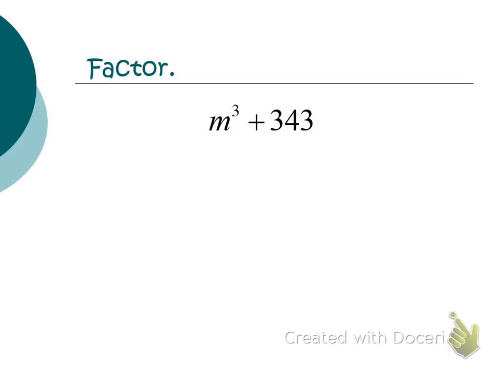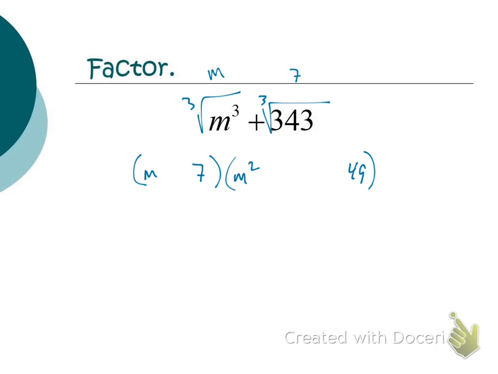It's two terms in a sum, so I know it's not going to be the difference of two squares. If I look, I can cube root this term, and I can cube root this term. The cube root of m to the third is m. The cube root of 343 is 7. So I'll make a binomial, and then I'll make a trinomial. The binomial comes from just those two terms, m and 7. And then I square the m to get the first term here, square the 7 to get the last term here, and then multiply 7 times m to get the middle term here, 7m.